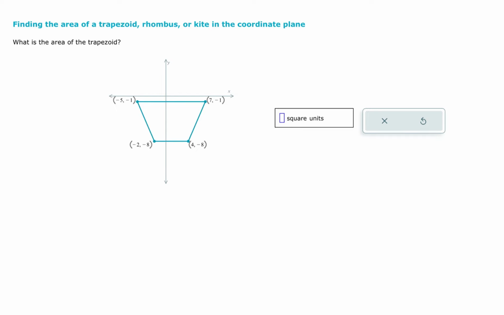This topic is finding the area of a trapezoid, rhombus, or kite on the coordinate plane. This first example is finding the area of a trapezoid. And you can always use the formula to find the area of a trapezoid, but if you don't know that, you can divide this into a rectangle and two triangles.